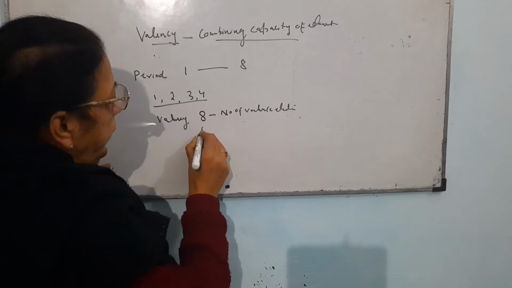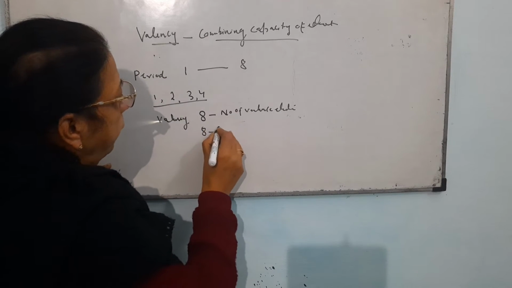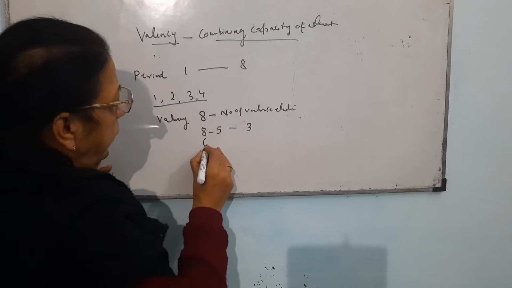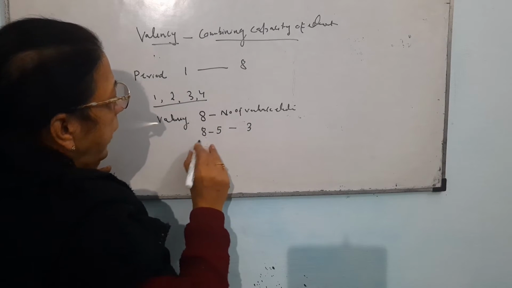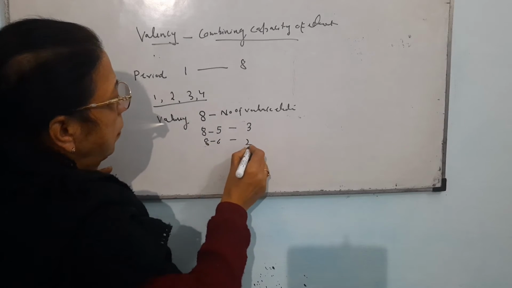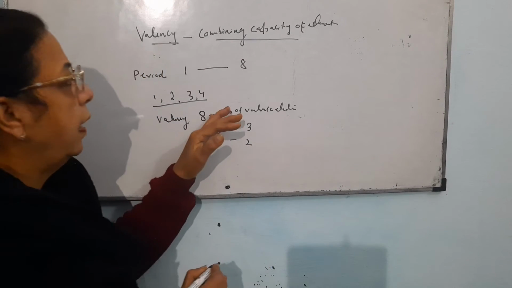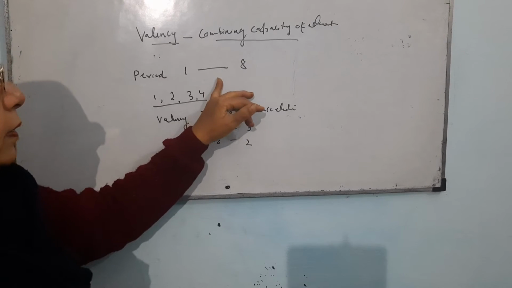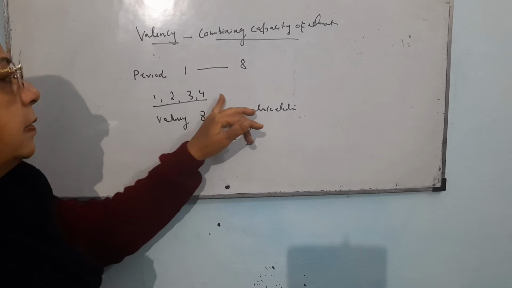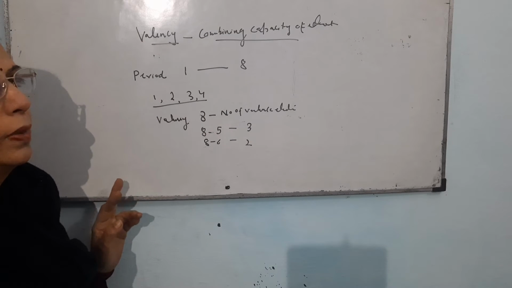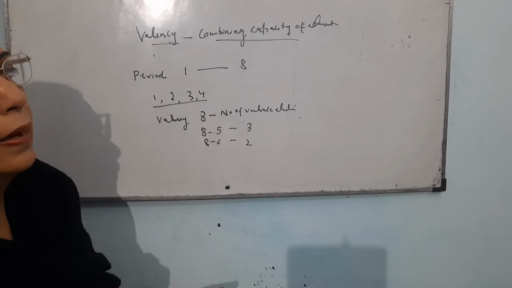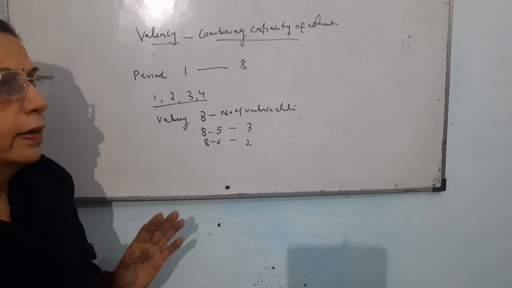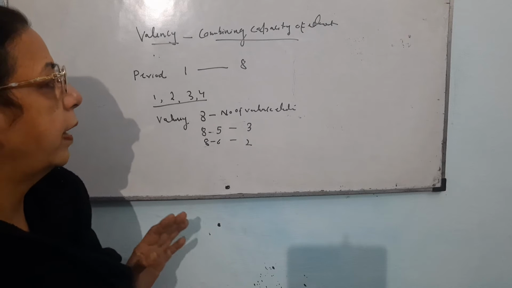For example, if the number of valence electrons is 5, the valency will become 3. If the number of valence electrons is 6, then the valency will become 2. So there is a change in the number of valence electrons and valency after 4 valence electrons. But in a group, the number of valence electrons is the same, so the valency is the same.